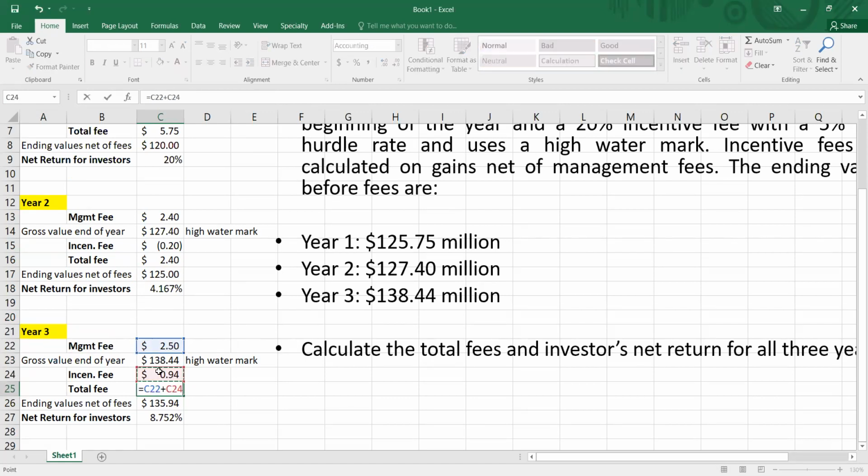So what do you expect the net return for the investor to be? More than 5 or less than 5? My incentive fee is positive. More than 5. It's almost 1 million I'm receiving as incentive fee. 1,940,000. So the ending value of the net fees is minus this divided by this. Okay, it's 8%. The net return for the investor is 8%.